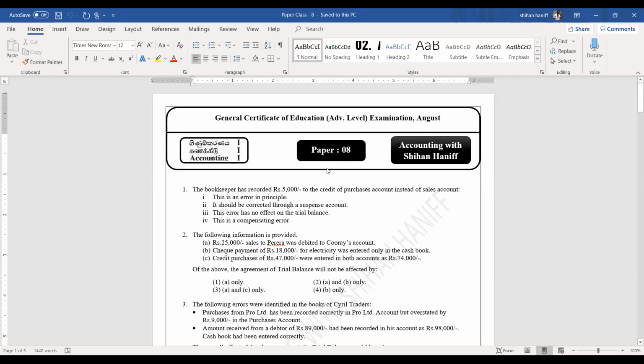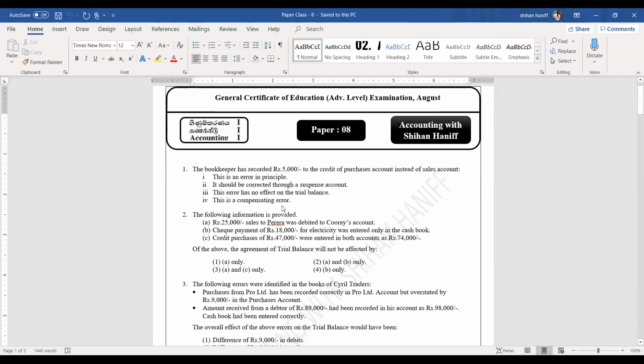So paper 8, I have taken the questions from accounting equations. In our revision class, we are doing the accounting error corrections. In the revision class, we are doing the error correction. So parallel to that, we are connecting the paper class.